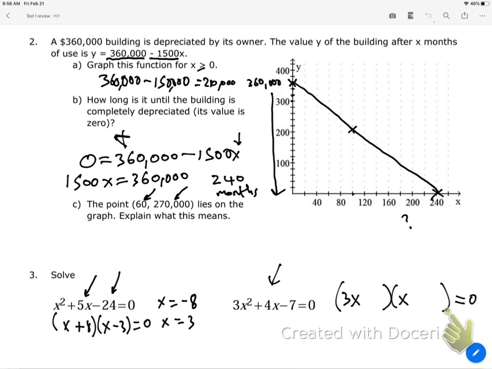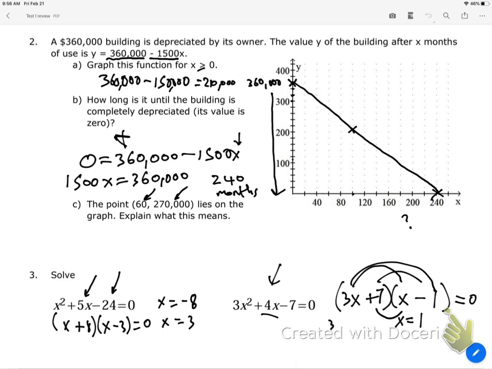7 is 7 times 1. If I put the 7 there and the 1 there, let's play around with this. I think if that's that and that's that, when I FOIL it, 3x squared, positive 7x, take away 3x, and negative 7. Okay, so that is correct. So the zeros are x equals 1.